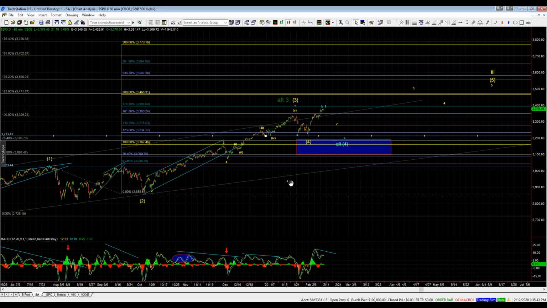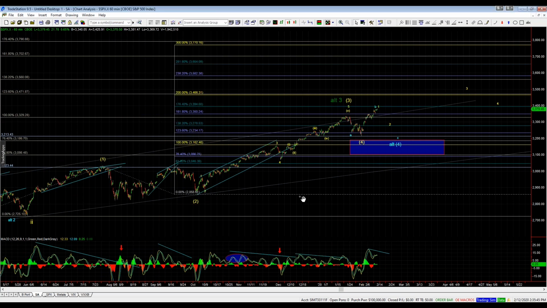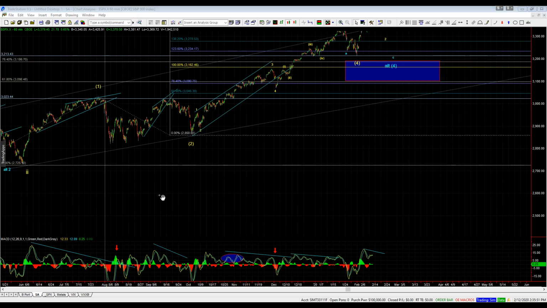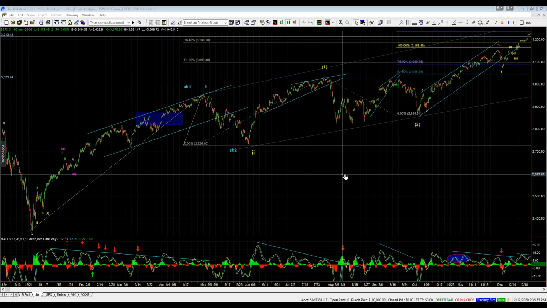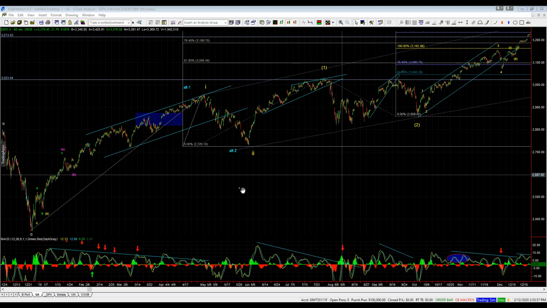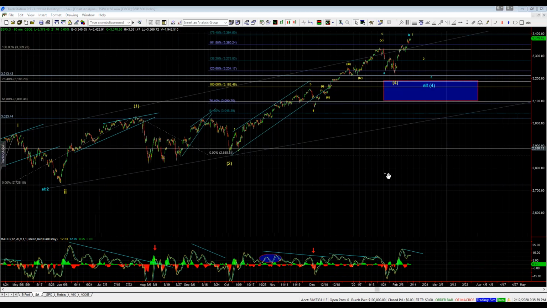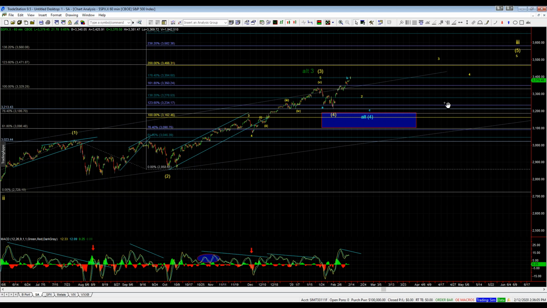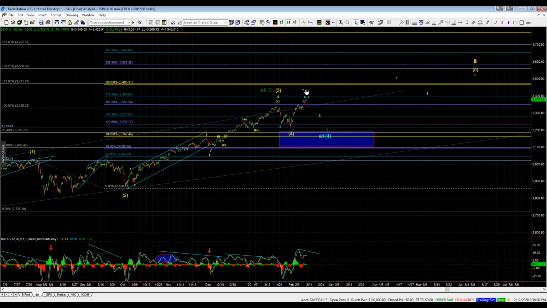Below that 3090 area, that opens the door to this having topped in all of wave 3 and potentially revisiting the lows that were struck back in December of 2019. But as long as we're over that 3090 area, this is still poised to push higher, regardless of whether we're in the blue path, which again I think is less probable at this point in time, or the yellow path.